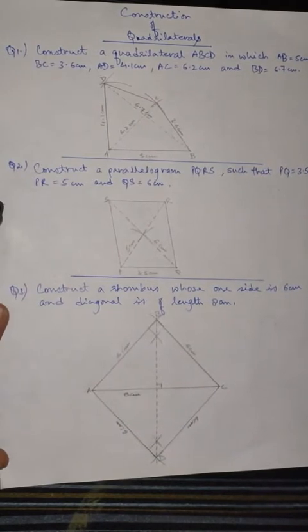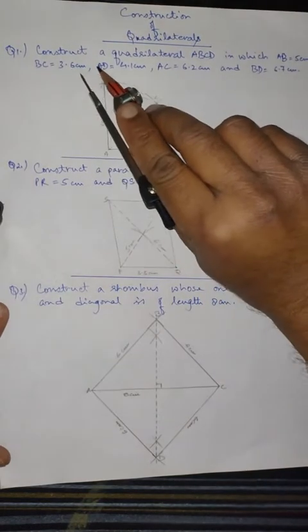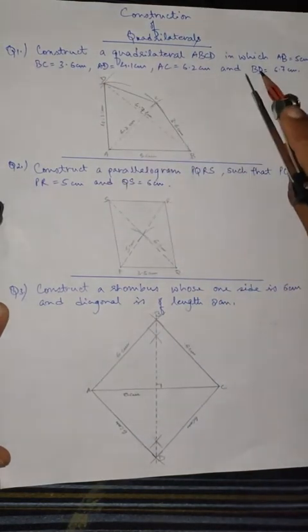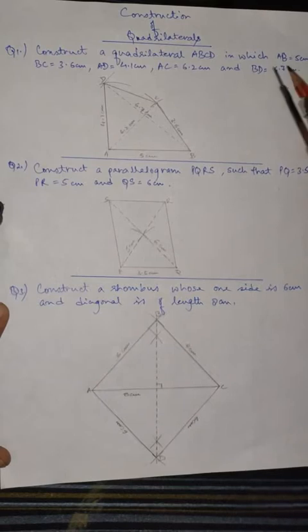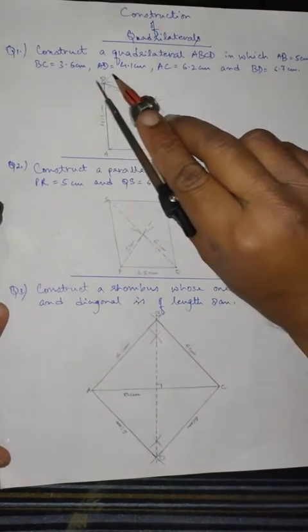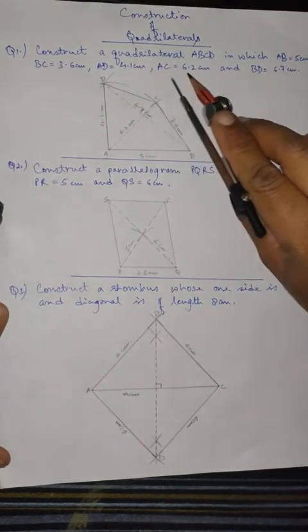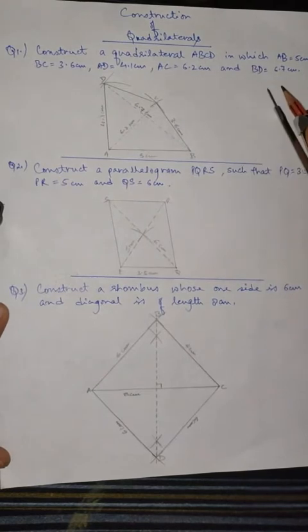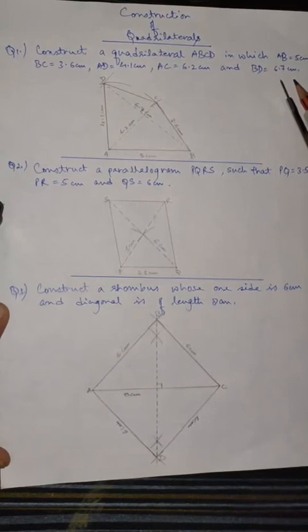Now, in the first question, you can see it is given: construct a quadrilateral ABCD in which AB is 5 cm, BC is 3.6 cm, AD is 4.1 cm, AC is 6.2 cm, and BD is 6.7 cm. So out of the dimensions given to us, we are going to first identify which are the sides and which are the diagonals in this quadrilateral.